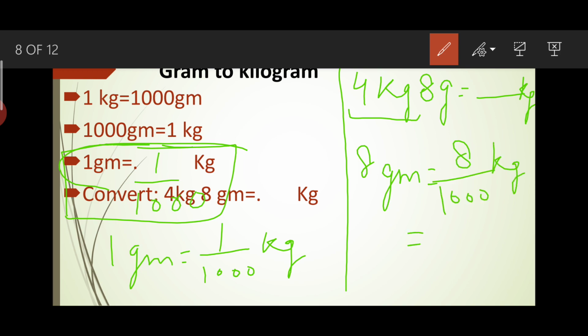और 8/1000 को हम कैसे लिख सकते हैं? 1000 में कितने ज़ीरो हैं? 3. That means डेसिमल के बाद कितनी वैल्यू होनी चाहिए? 3 डिजिट होना चाहिए. लेकिन यहाँ पे हमारे पास 8 क्या है? सिंगल डिजिट है. तो हम क्या करेंगे? थर्ड डिजिट पे 8 को पुट करेंगे और उससे पहले जितना स्पेस एम्प्टी है उसमें 0 पुट कर देंगे.